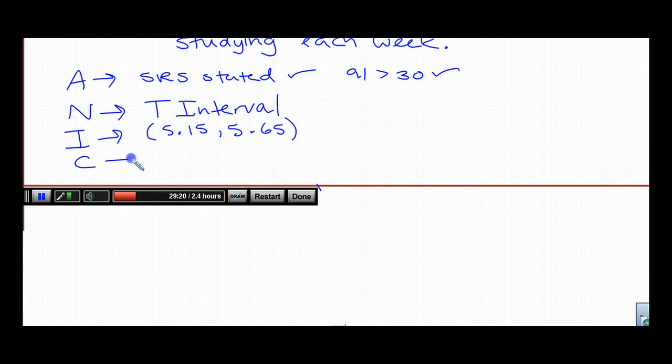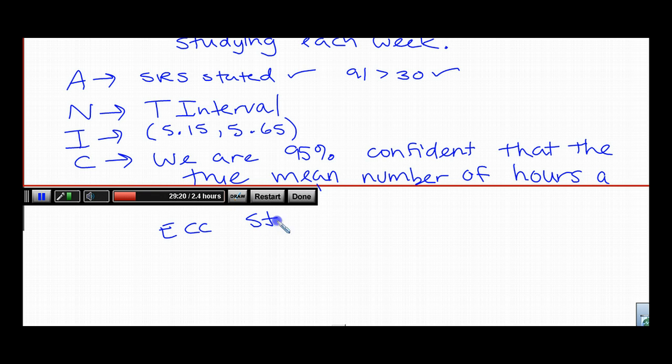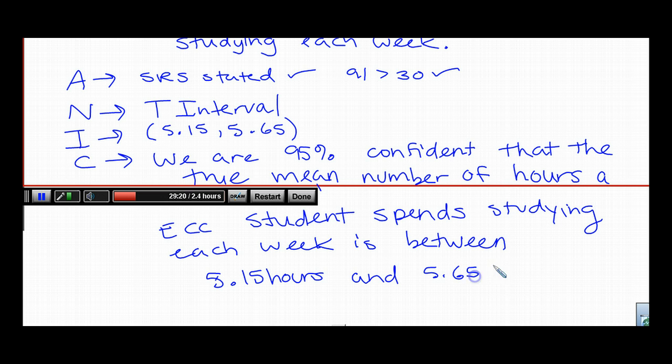Let's do our conclusion. We are 95% confident that the true, and I'm going up here to look up here what it's saying, that the true mean number of hours a ECC student spends studying each week is between 5.15 hours and 5.65 hours.